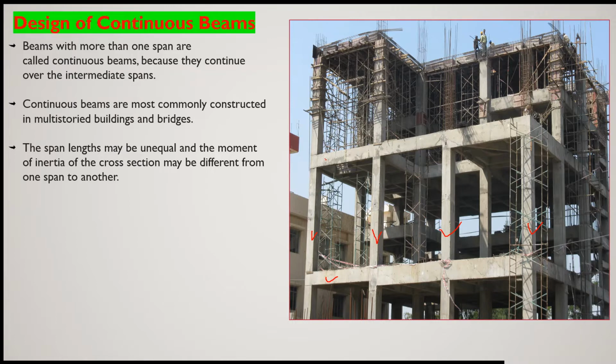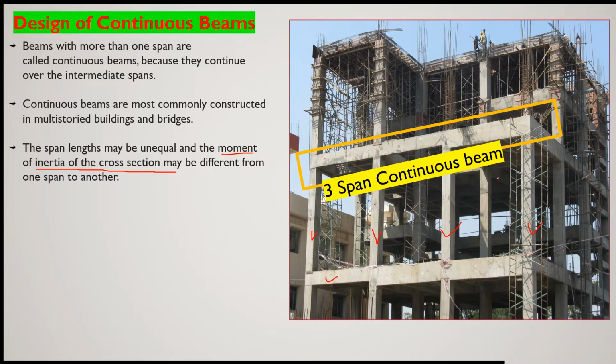Similarly, in this other structure, you will find that two spans of this beam have similar dimensions, but here the depth of the beam changes. So as we have discussed, span length may be unequal as well as the moment of inertia of the cross section may differ. So a beam of multiple spans, of similar or different dimensions, will come under the design of continuous beams. Here I have highlighted that this is a 3-span continuous beam.